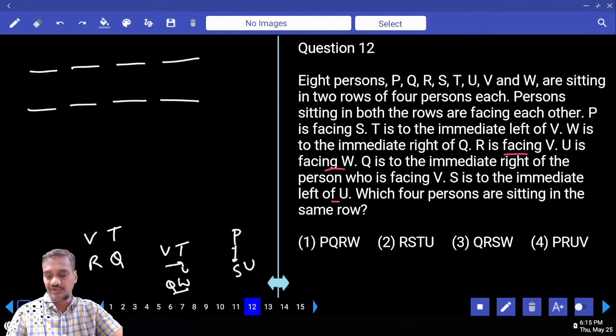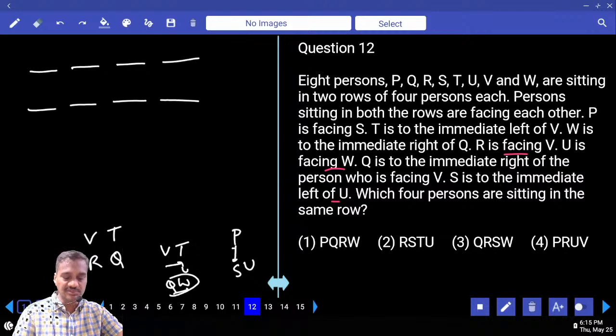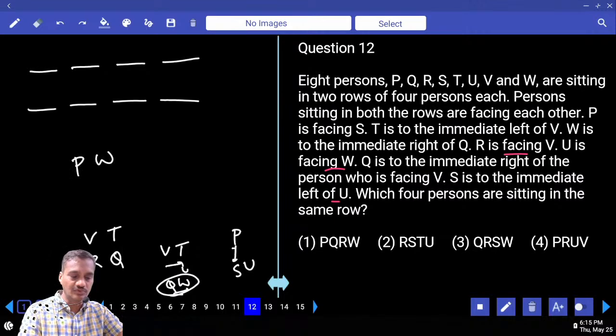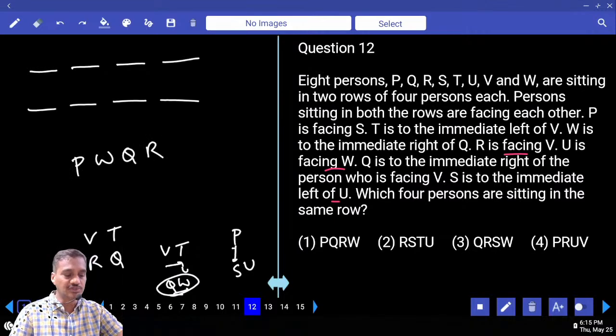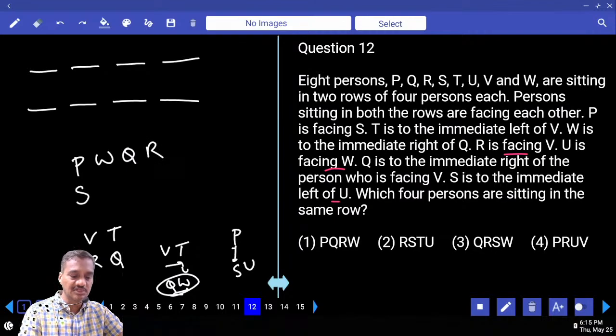Then in this case, which 4 persons are sitting in the same row? Now tell me which 4 persons are sitting in the same row. Now V is here, T is here, and at the same time P is opposite to this one, Q and W. Now Q and W are at this place, isn't it? At the same time P and R must also be at the same place. And so are the 4 persons. Now P, W, Q and R are in one row, and S, U, T and V are in the other.